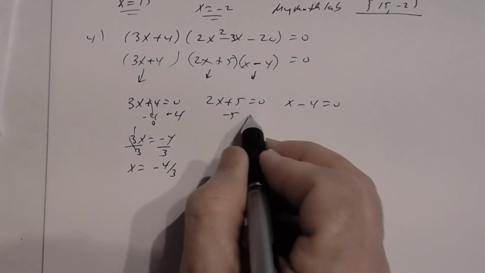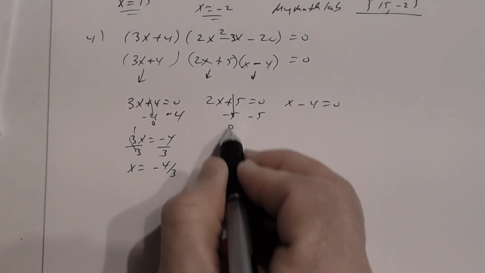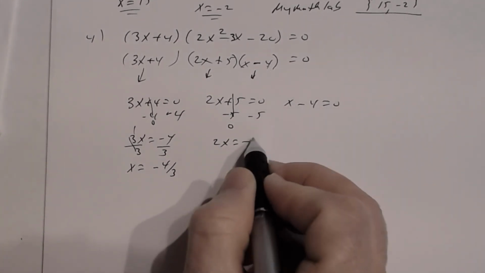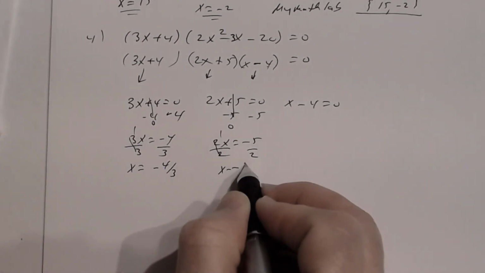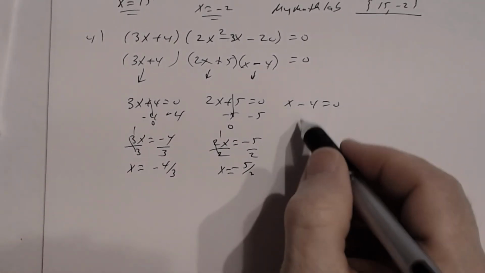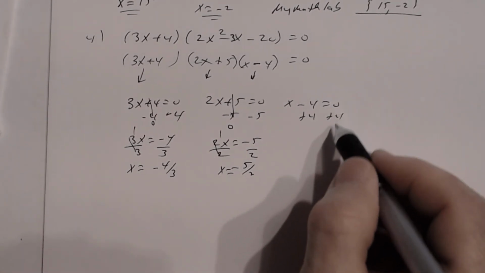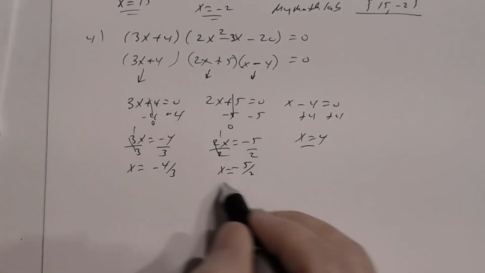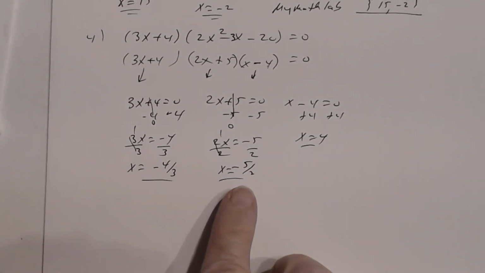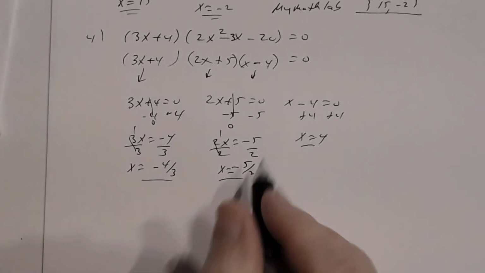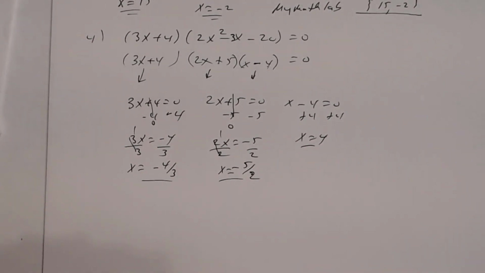Over here, subtract 5 from both sides, combine like terms. I get 2x equal negative 5, divide by 2. I get x to be negative 5/2. Over here, add 4 to both sides, and so x equal 4. So those are your three solutions. So your three solutions are negative 4/3, negative 5/2, that's 5/2 right here, and then 4. Okay? All right, let's do number 5.